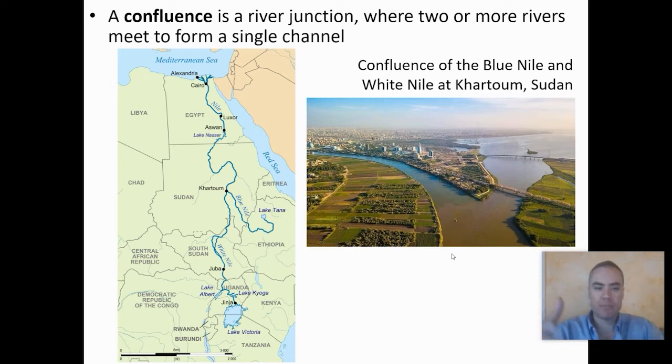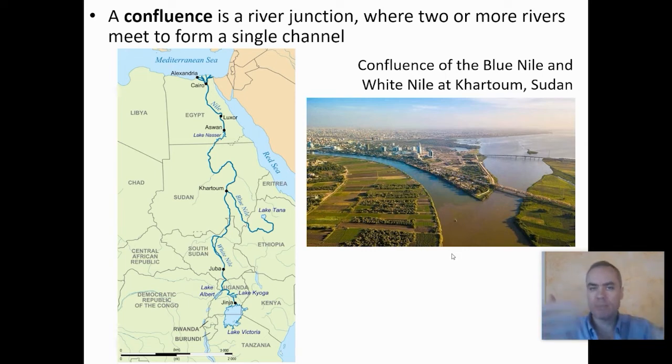For example, on the map on the left of East Africa, you see Khartoum, the capital of Sudan, and Khartoum is built at the confluence of the White Nile and the Blue Nile. The White Nile and Blue Nile come together at Khartoum. You see the picture on the right, it shows you the city of Khartoum. And then it continues on as just the Nile, all the way through the northern part of Sudan, and then all the way through Egypt.